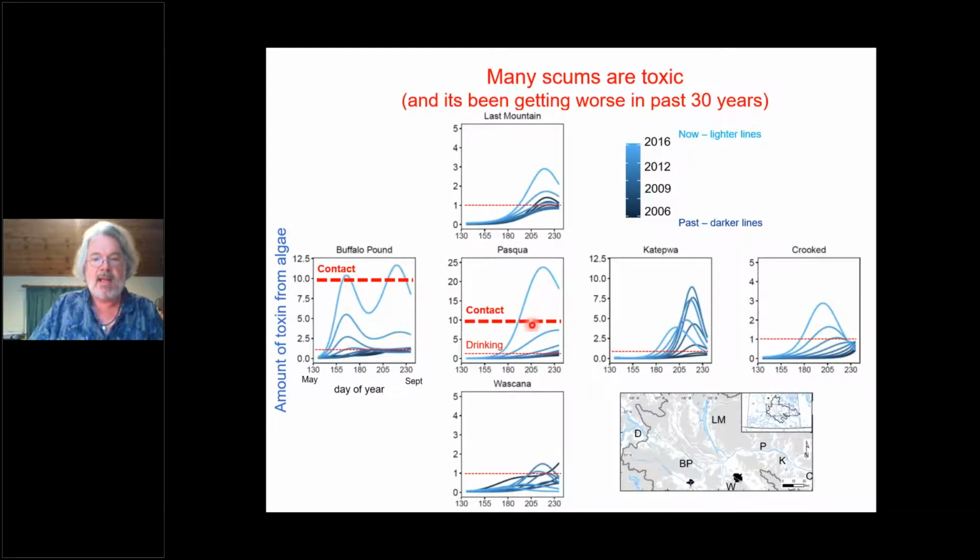And then the dark line: if the blue line gets above this dark red line, that means you're not really supposed to recreate in the water. That's a recreational advisory. And you can see that Buffalo Pound is the drinking water reservoir for the city of Regina, and Pasqua Lake has Pasqua First Nations, and it's just immediately upstream of Fort Qu'Appelle. So here's two areas that have a lot of human activity associated with them, and they're both approaching contact advisories. And it's worse in the last couple of years than it was earlier in the record. And so this is reason for concern.